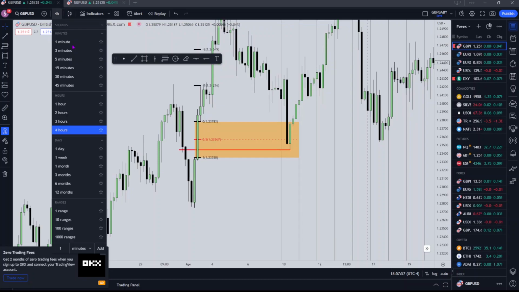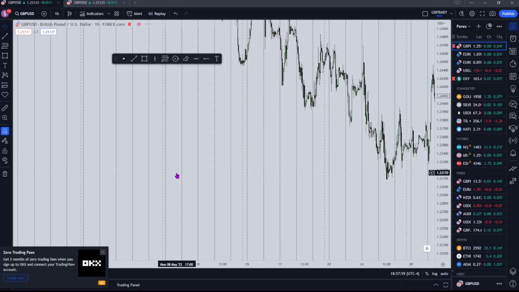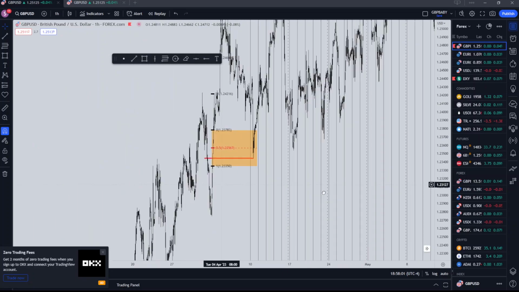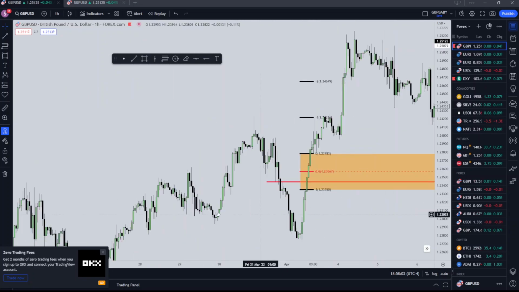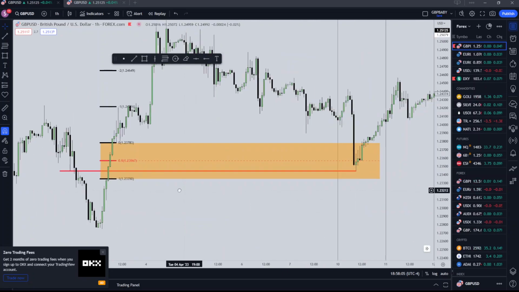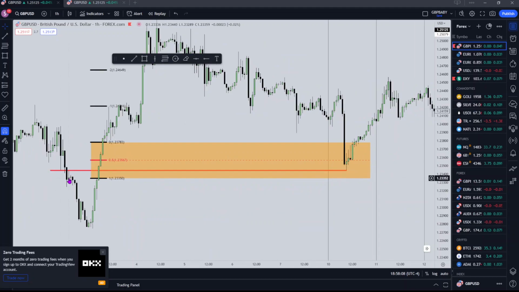So I'm going to drop down to the 1 hour. We can have a better look at how price traded into that area, and what time as well. Time is also obviously a very important factor into these things. So we actually traded to the top of this bearish order block and turned around. So this is a bearish turned bullish order block.